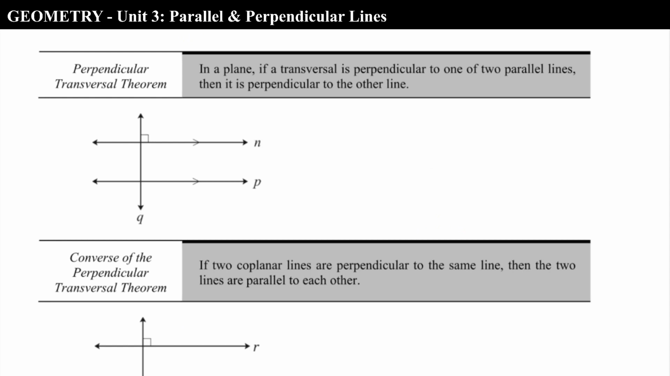The perpendicular transversal theorem states that in a plane, if a transversal is perpendicular to one of two parallel lines, then it's perpendicular to the other line. So here we are presented with two parallel lines. We are told that N is parallel to P. We're also told that Q is perpendicular to N. Since Q is perpendicular to N and N is parallel to P, then we can say Q is perpendicular to P.